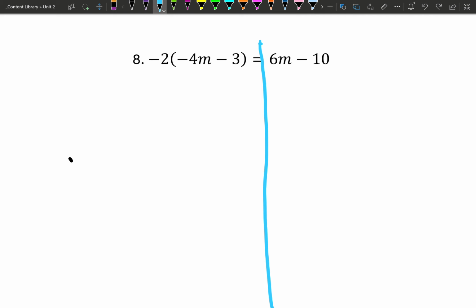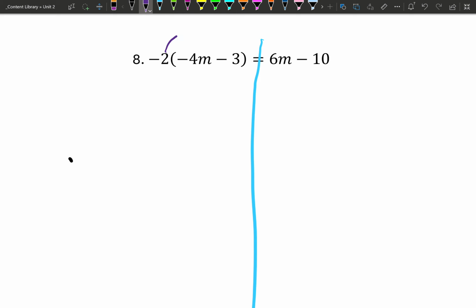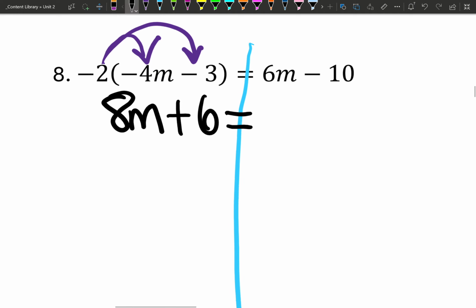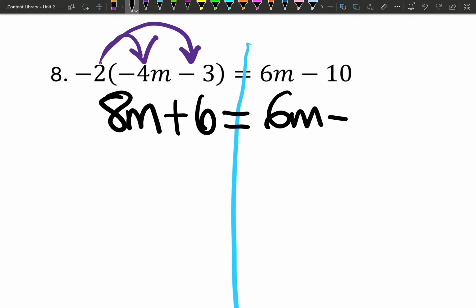There we go. Okay, let's start by distributing the negative 2. Negative 2 times negative 4 is positive 8. And because there's an m there, we're still going to have an m. So we have positive 8m. Negative 2 times negative 3 is positive 6. And the other side stays the way it is, 6m minus 10.